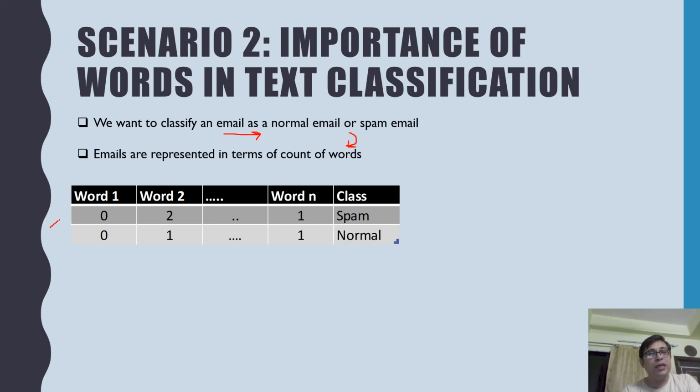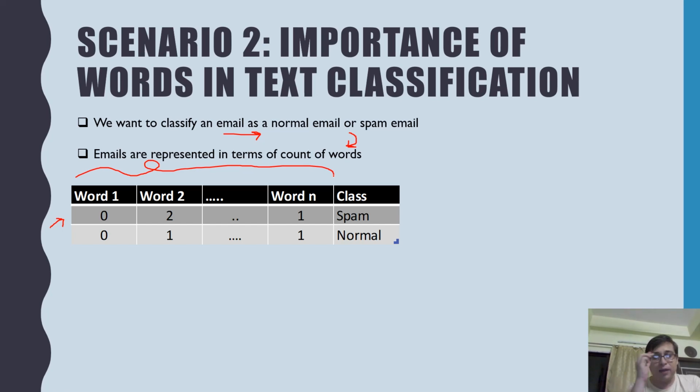For each of the emails, you constitute a row and you count the number of words present in it. So this means that this was a spam email, and word 1 was not present, word 2 was present twice, and word n was present once. As many emails as there are, that many rows you will have, and as many distinct words as there are, you will have that many columns. This is also called the vocabulary. All right, so there are several pre-processing steps which can be applied, but that is not within the scope of the discussion for chi-square.